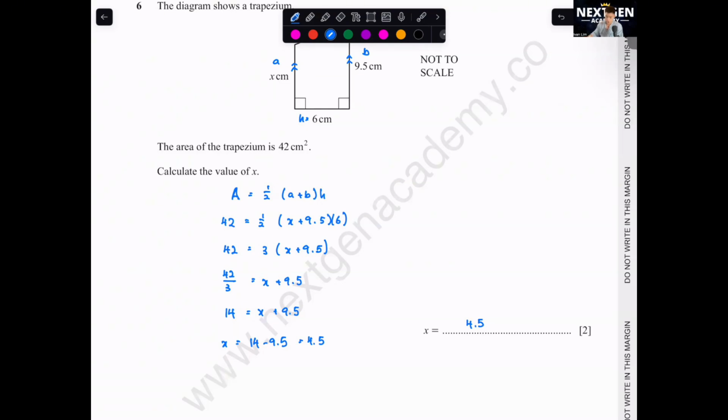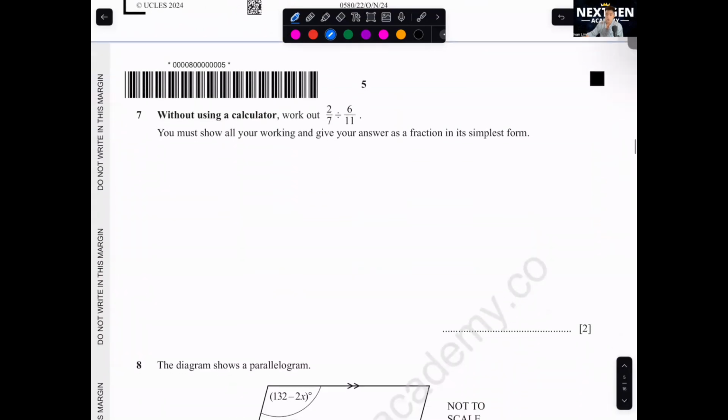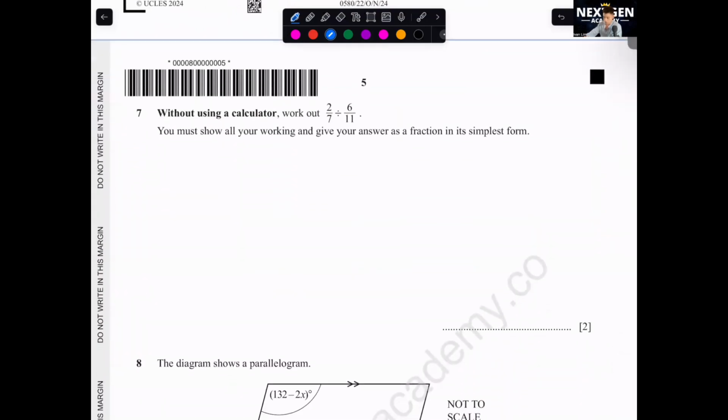Okay, let's go. Question 7. Without using calculator, work out 2/7 divided by 6/11. Write it as a fraction in simplest form.